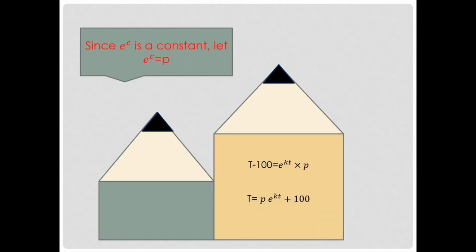Since e to the C is a constant, we just let e to the C equal P. That means T minus 100 is equal to P e to the kt. So T equals P e to the kt plus 100, because we move negative 100 from the left hand side to the right hand side. Okay, so now we determine the value of P.